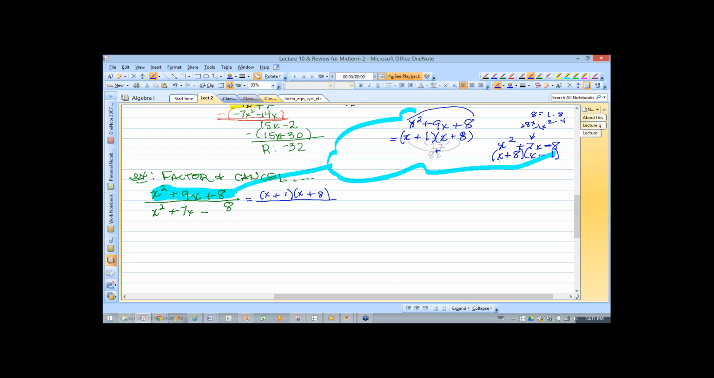Does this work? X squared. Yes, 8x minus 1x gives me that 7x. And then 8 times negative 1 is negative 8.